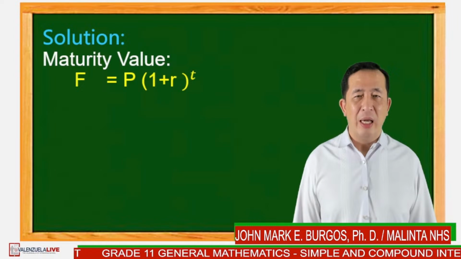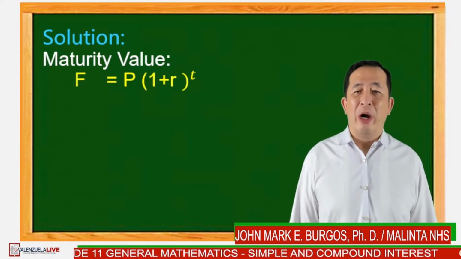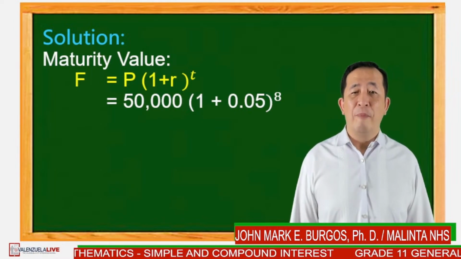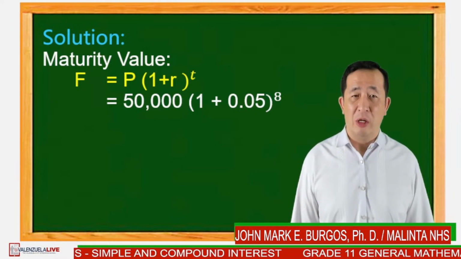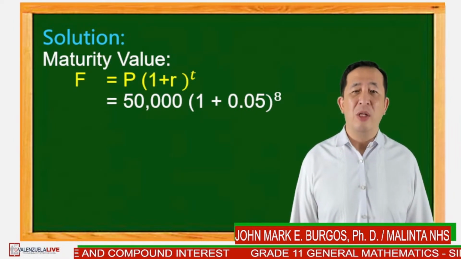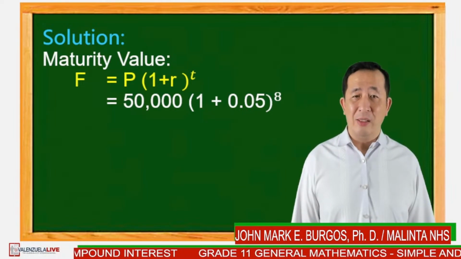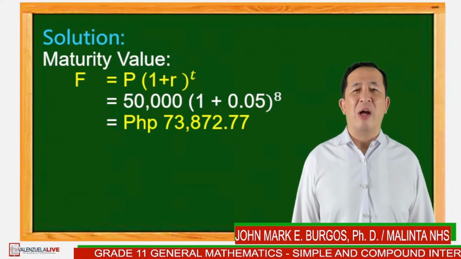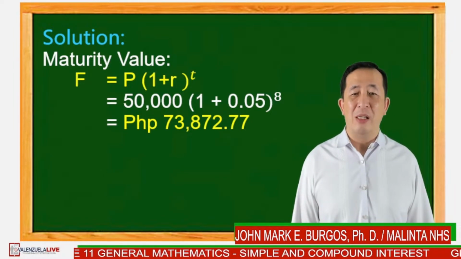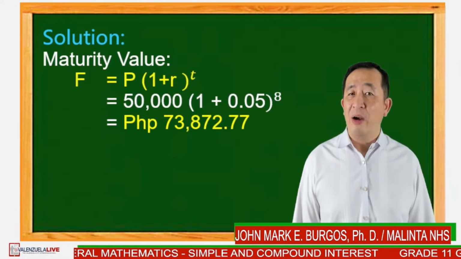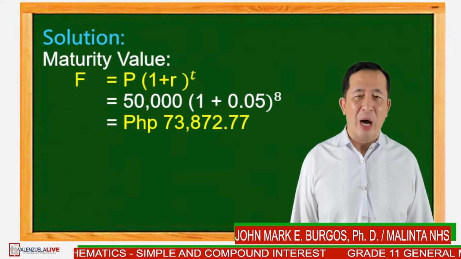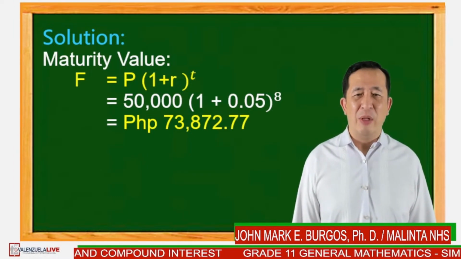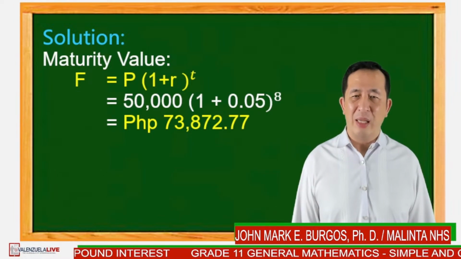To compute for the maturity value, we have F is equal to P, quantity 1 plus R, quantity raised to the power of T, where P is 50,000 times 1 plus R, which is 0.05, quantity raised to the power of 8, and 8 is the time. Therefore, the maturity value will be 73,872 pesos and 77 centavos. Therefore, the maturity value after 8 years will be 73,872 pesos and 77 centavos.